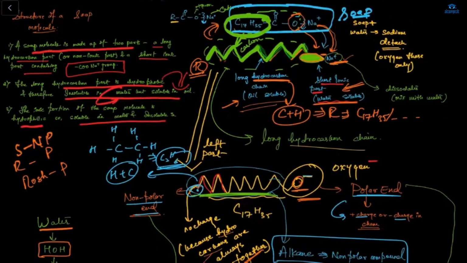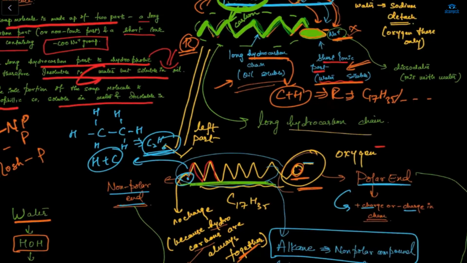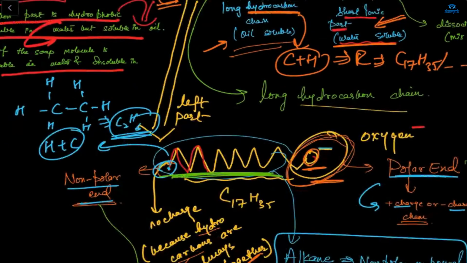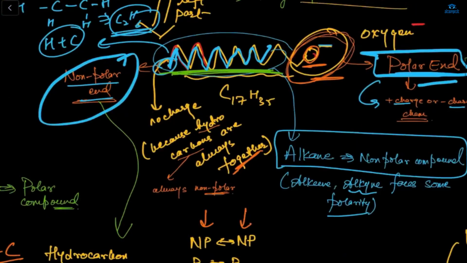Now here, if we remove the Na part and draw again this zigzag and then O minus, basically this part is your polar end, meaning plus minus. Wherever there is plus minus in chemistry, that is a polar end, and the part which has no charge is your non-polar end. Now here, this zigzag part has no charge. Why?